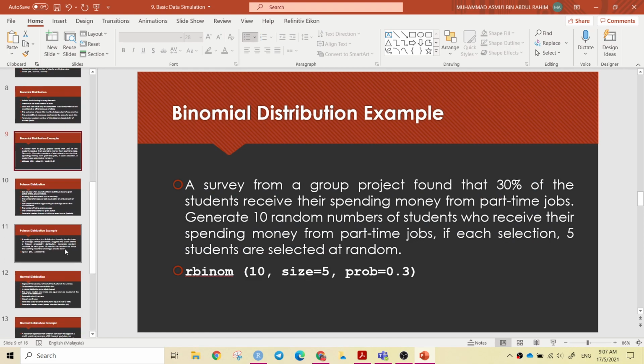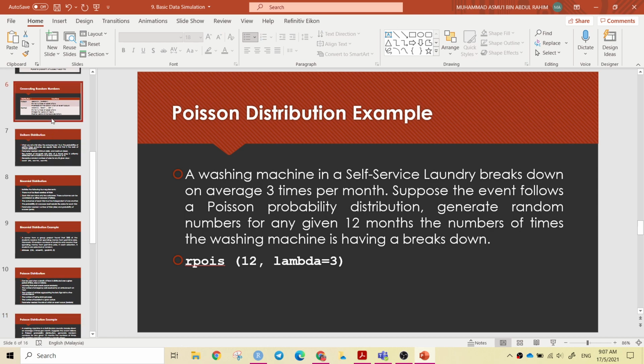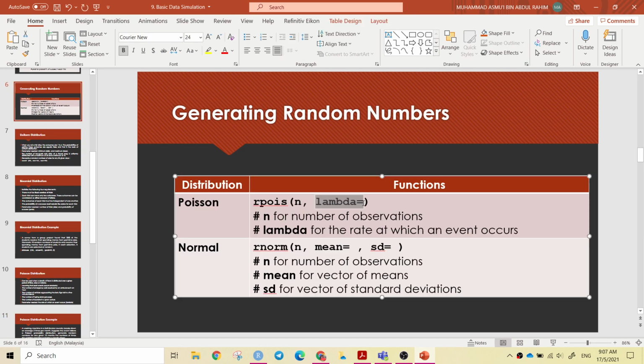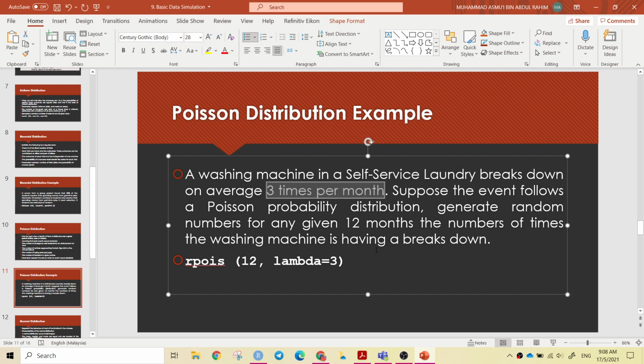So let's take a look at Poisson distribution. Okay, for Poisson distribution, unit rate, or we say lambda. Lambda is the rate at which an event occurs, and based on these examples, we take a look at washing machines in a self-service laundry. Okay, they break down on average 3 times per month. So this is your rate, this is your lambda, 3 times per month.